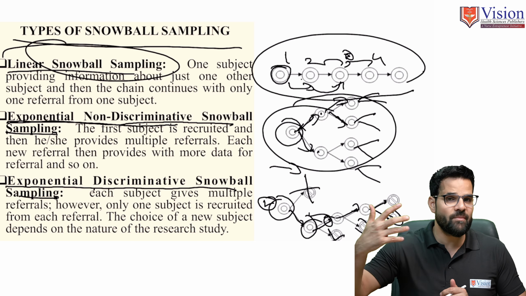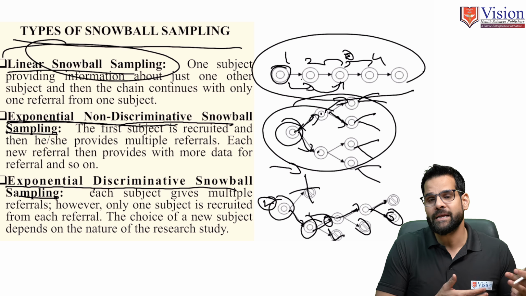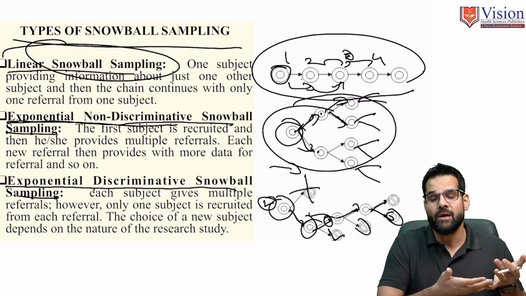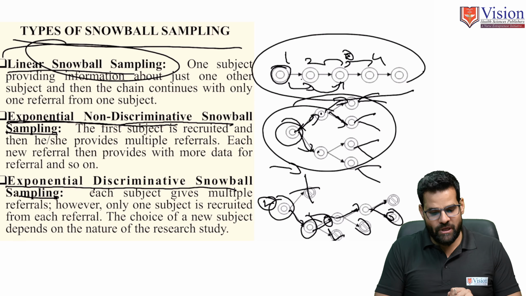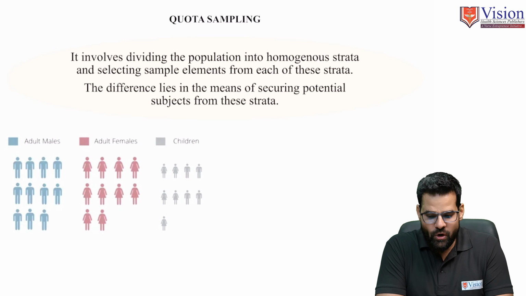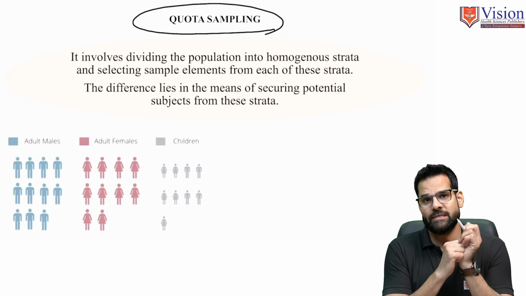So maybe there are many more people having a different opinion or a different insight about the phenomena under study, which might not be explored. So that is about the snowball sampling. Next, we are going to talk about another important non-probability sampling, which is quota sampling.